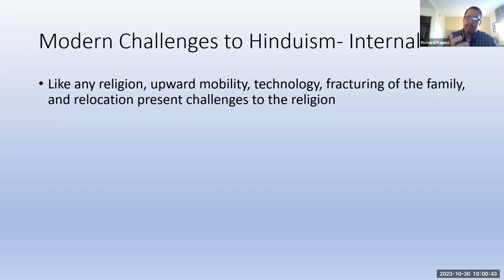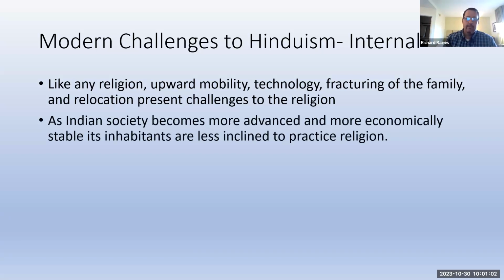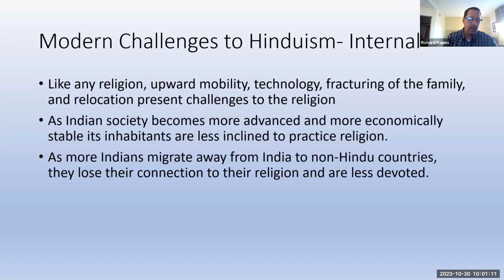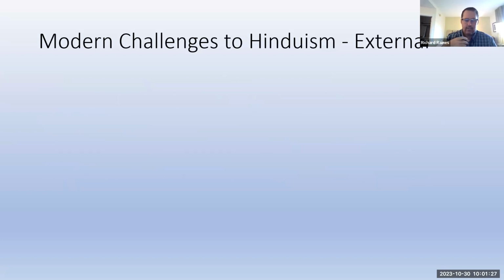Internally, like any religion, you have mobility. People are not just living in tribes in small villages anymore. They're living in large cities with technology. You have the fracturing of the family that exists within Hinduism. Relocation presents a challenge to the religion. As Indian society becomes more advanced, what you see, just like in every culture, as the culture becomes more advanced, then you see people are less inclined to be religious, right? And then you have this migration away from India to non-Hindu countries. They sort of lose their connection to the religion unless they are part of a Hindu community in the new place where they live. So it challenges devotion.